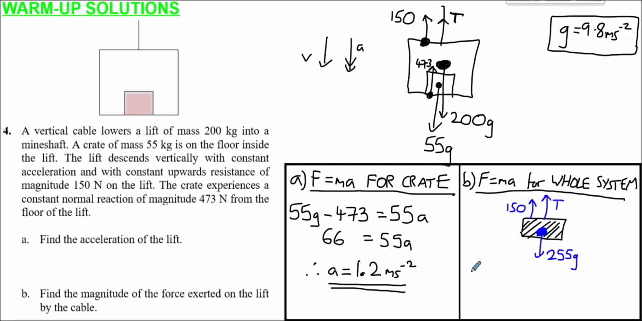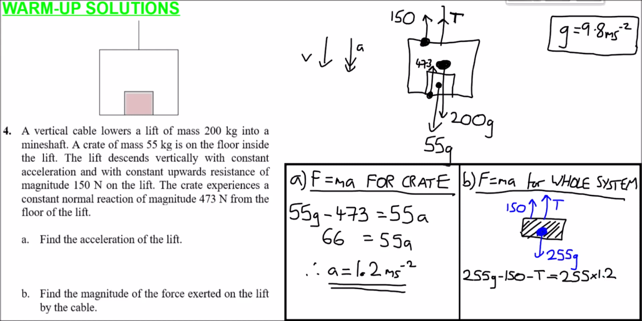So the net force going downwards is 255 G minus any forces in the opposite direction. So that's 255 G minus 150 minus T. And that's going to equal the mass of the system, which is 255 kilograms, multiplied by this acceleration, which we also know now is 1.2.